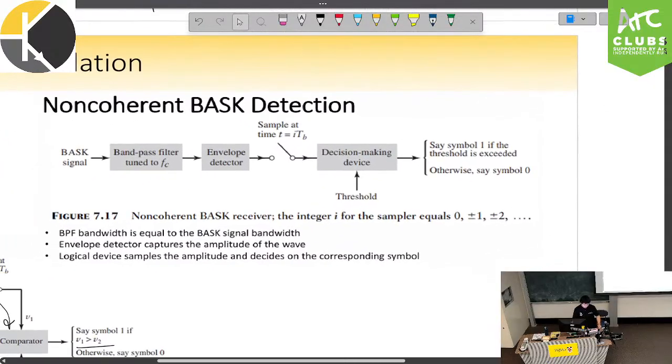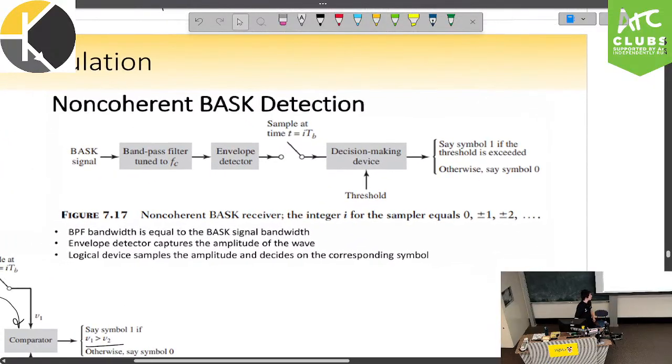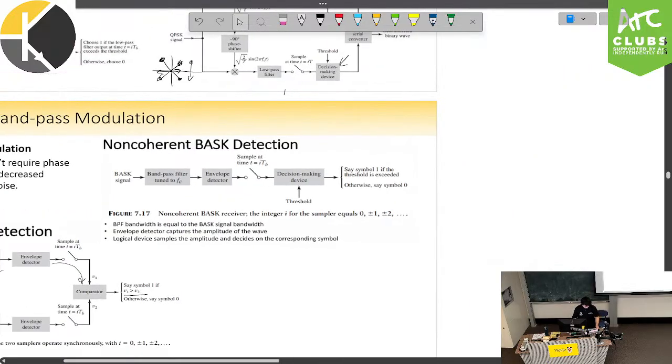Then we have the amplitude shift keying. So let's think about this one. This one, as per usual, you get 0 and you get something that wiggles.